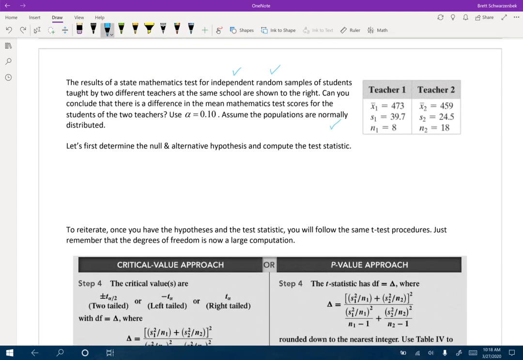Okay, so remember, this is going to be data set 1, this is data set 2, so if we're doing the null, remember a statement of equality, and it will never change. It's always going to be mu1 is equal to mu2.